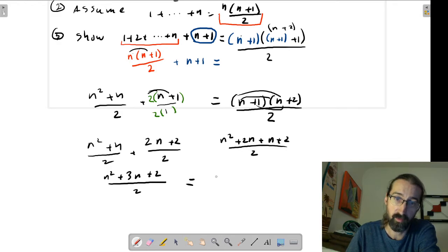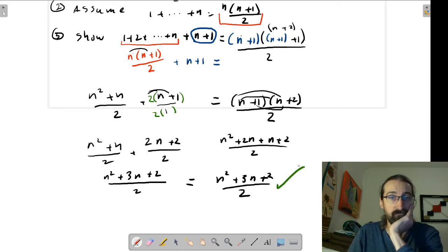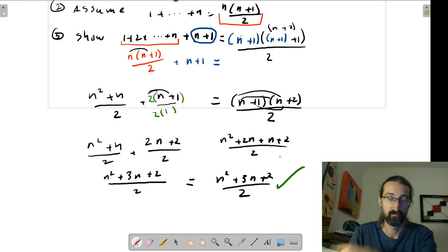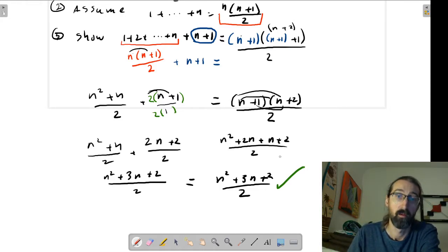If I simplify that, I'm going to get n squared plus 3n plus 2 over 2. And look at that. These two things are the same. Right over there. Over there. Can't tell which side I'm on. But that's our proof. Done.